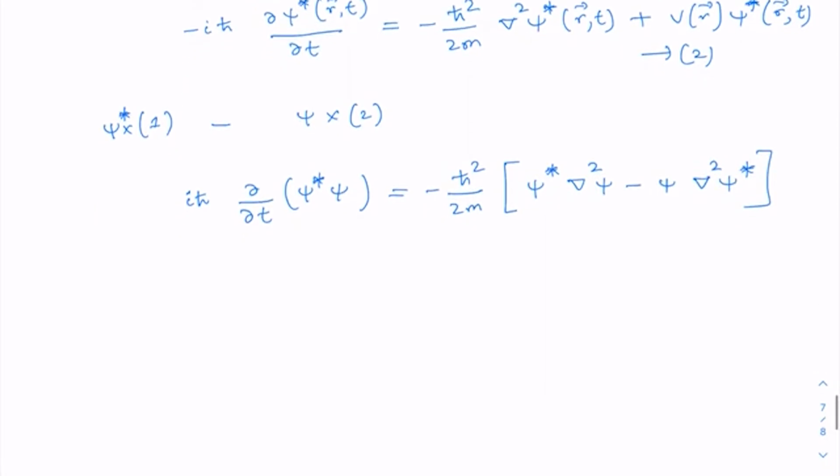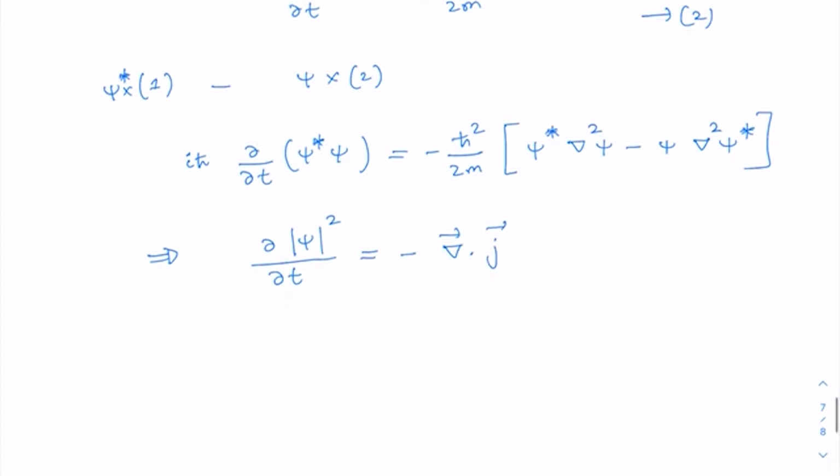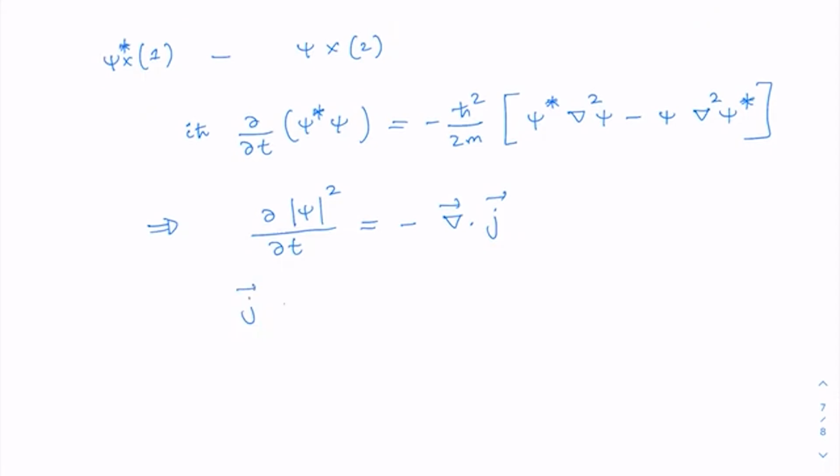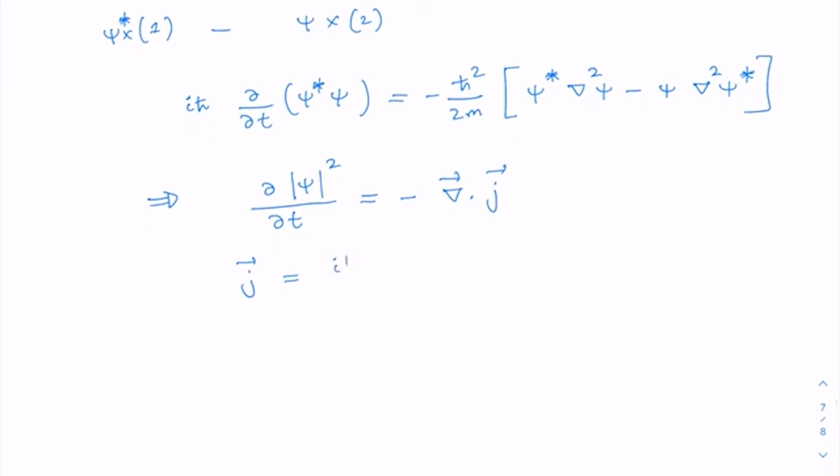And from here you can actually build up the equation of continuity, and this is ultimately going to give you an equation of this type, ∂|ψ|²/∂t, which I can finally write as minus divergence of j. j is the so-called probability current density, and you will find that j is equal to iħ/2m. Maybe I will give it as an assignment problem, and you will be able to have a practice over it. So this is what you should get.